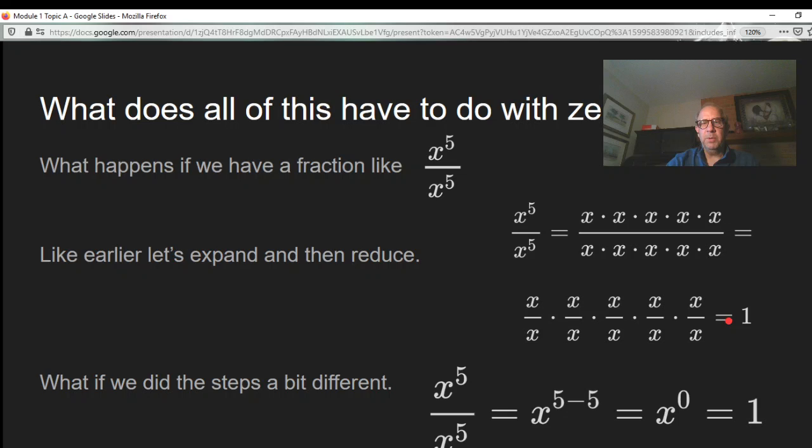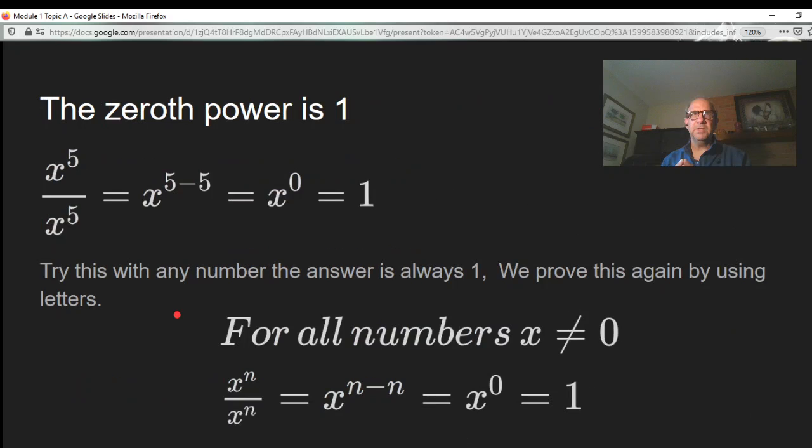Try this with any number. Try it with 7 to the 5th over 7 to the 5th. Try it with 85 to the 92nd over 85 to the 92nd. Obviously, it's the same number on top and bottom, right? And our rule for fractions is if we divide by the same number, we get 1. That's the rule for division.